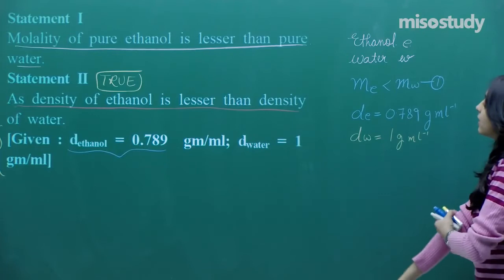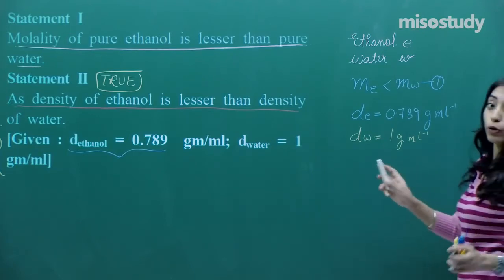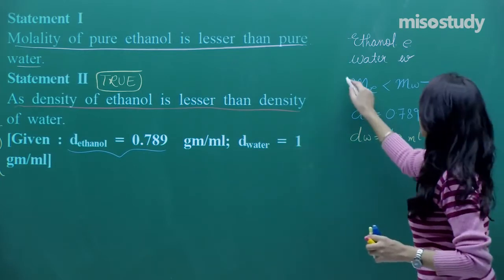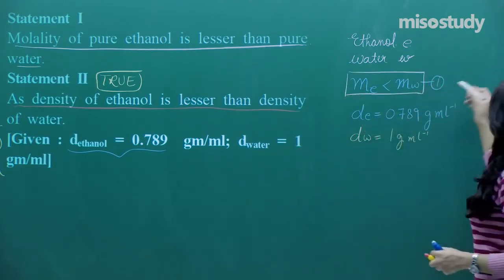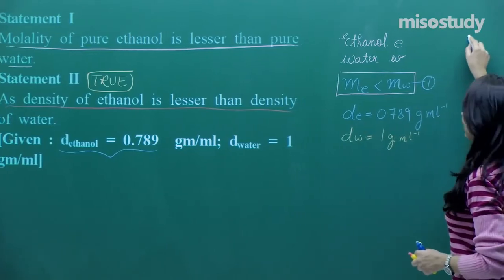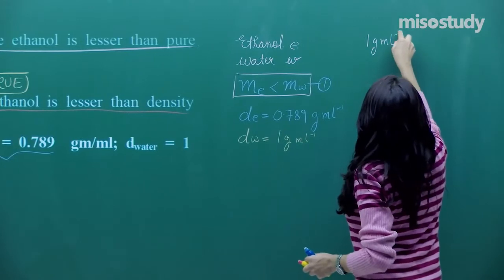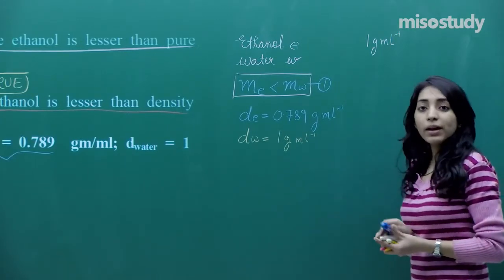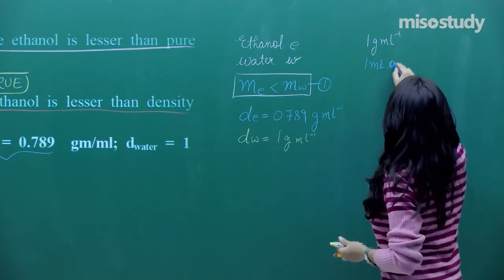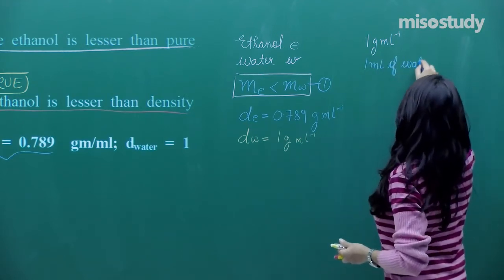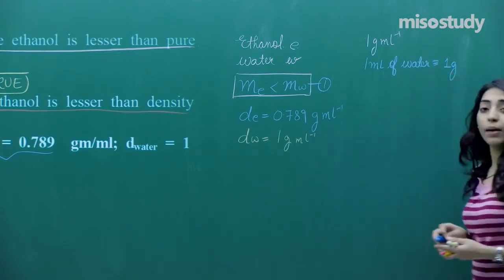Let's see guys, we need to find out whether this statement is okay or not. The density of ethanol and water is given. So let's first do it for water. Water is 1 gram per ml. What does this mean? This means 1 ml of water will weigh 1 gram, right?